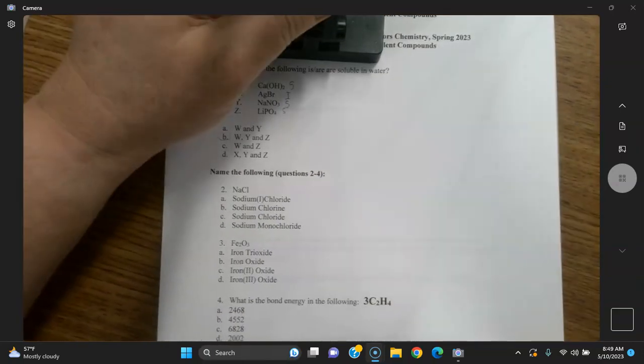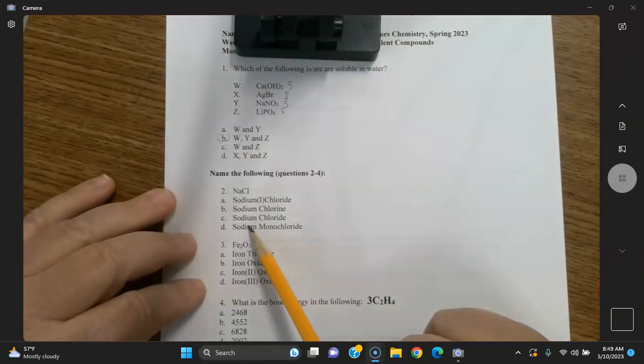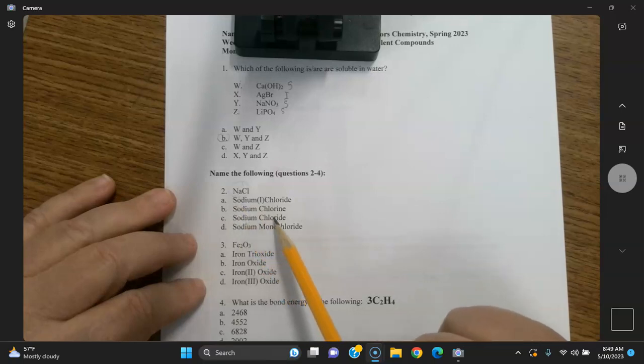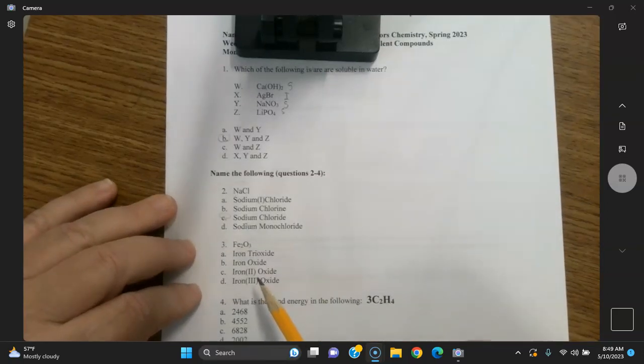Next is name the following compounds. Okay, this one should be just done by memory, but the rules are the cation, the first element, retains its name. The second element adds IDE, so it's sodium chloride. That's table salt, so that would be C.